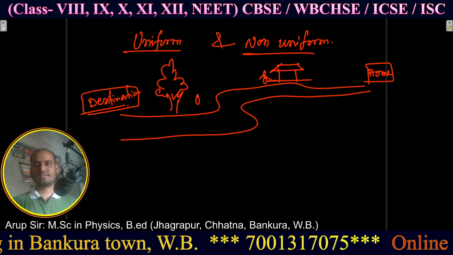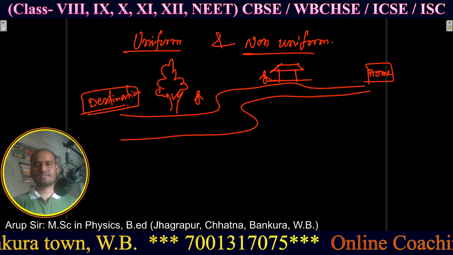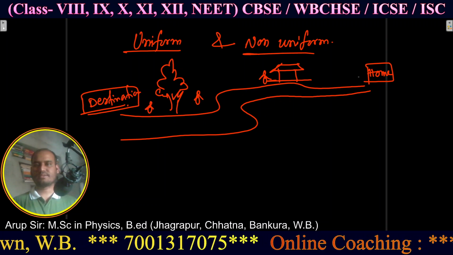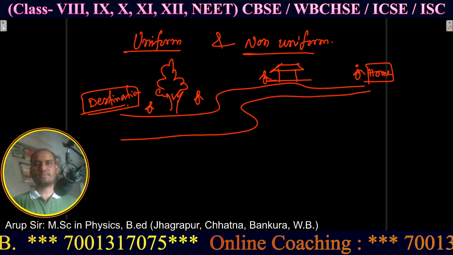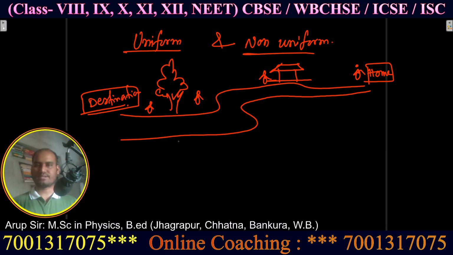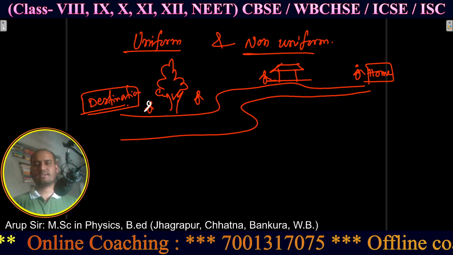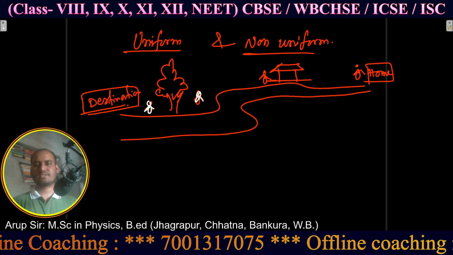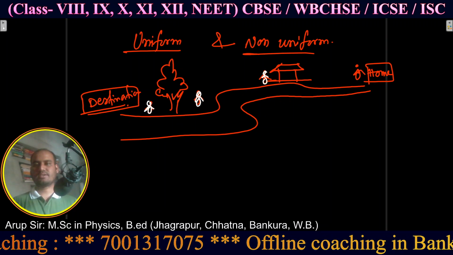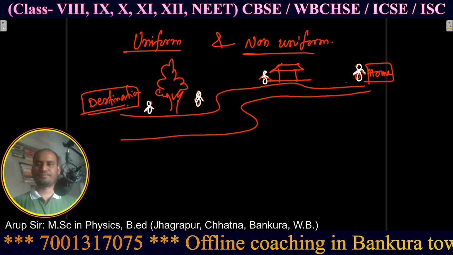A person is standing here. Another person is standing here. Another person is standing here. So how many persons are there total now? 4 persons, right? 4 persons are standing at the destination, near the tree, near the cottage, and at the home.